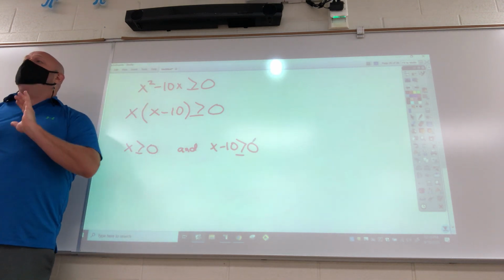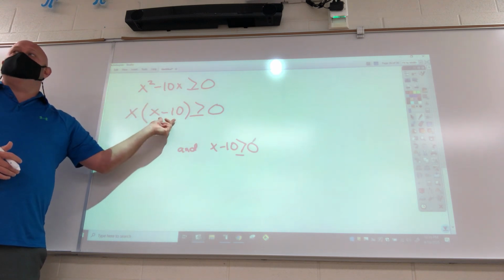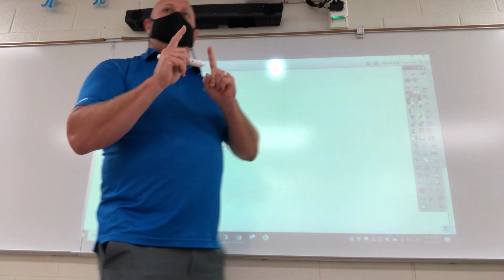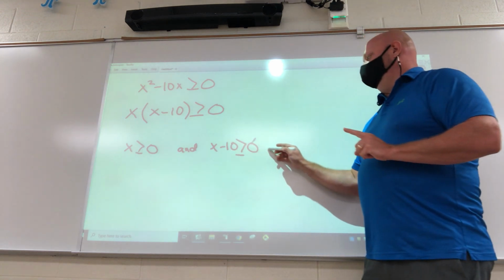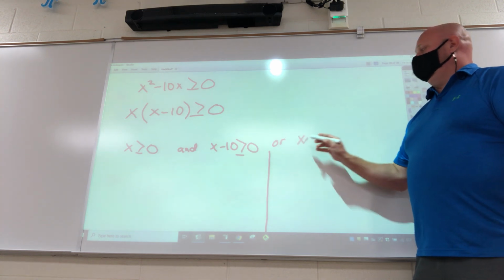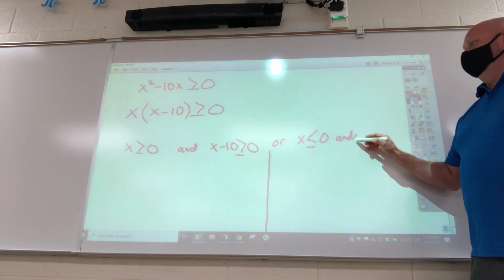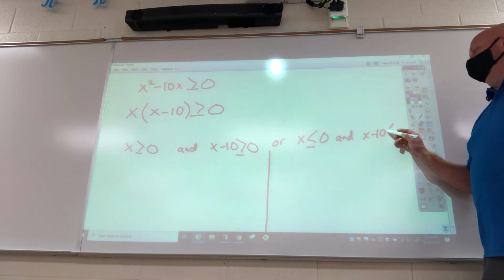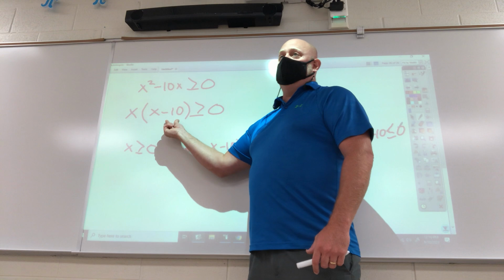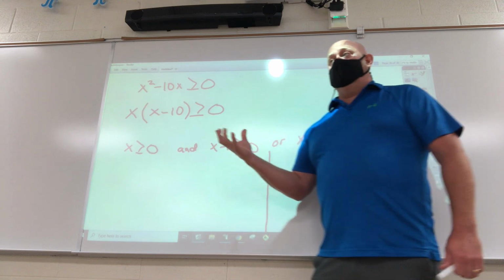Is there any other scenario that could be true? That I have this number times this number, and when you multiply them, it still ends up being bigger than 0. Is there any other scenario that could be in play? They both could be negative. So, or that single x has to be less than or equal to 0, and that x minus 10 also would have to be less than or equal to 0, right? So this could be positive and this could be positive. That would work. Or that could be negative and that could be negative. That would also work.